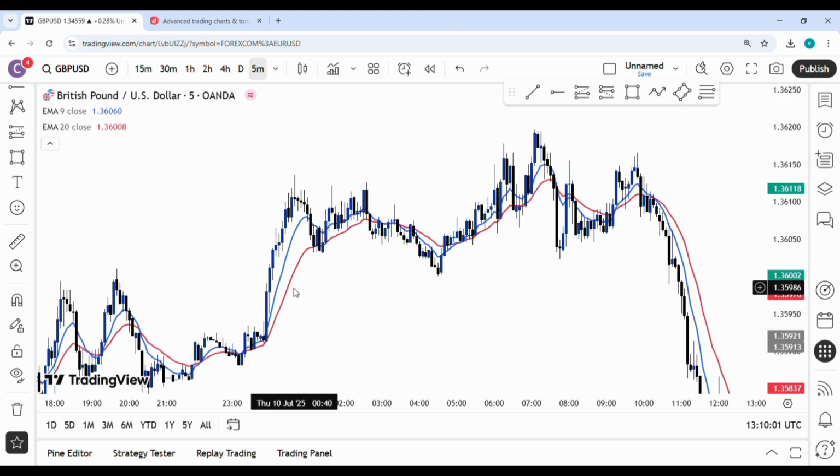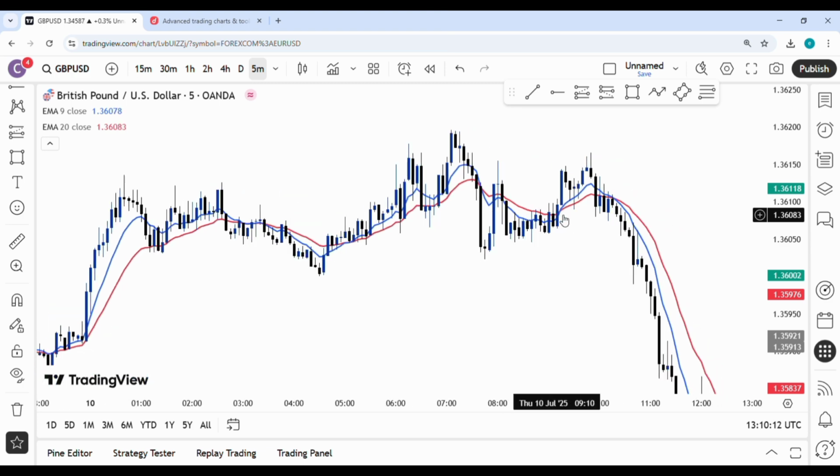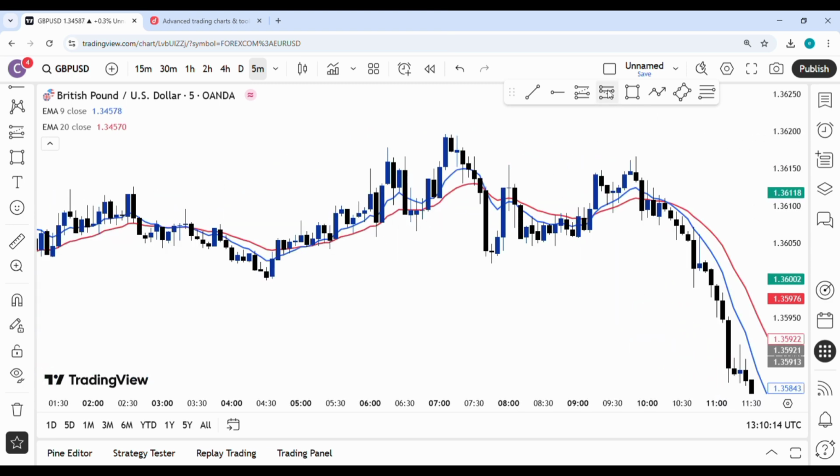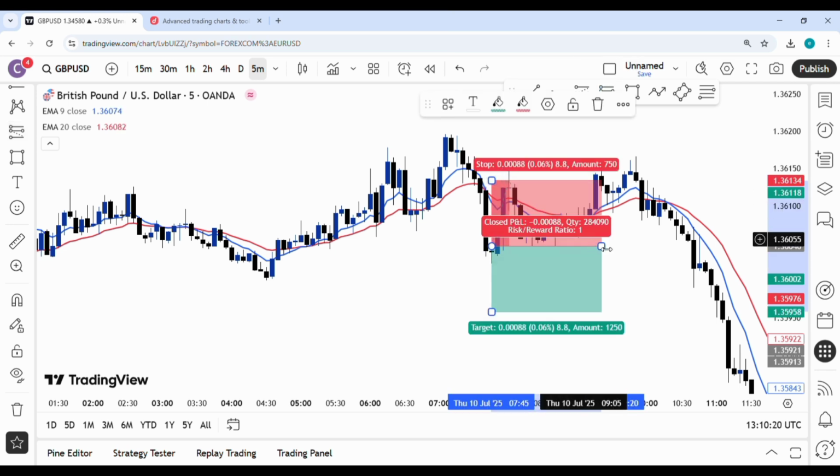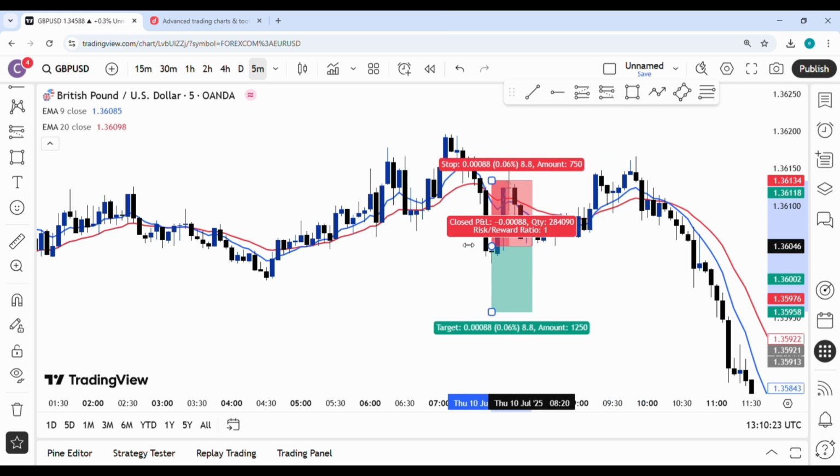Okay, this is Thursday. This is the midnight. Let's wait till morning. This is 7 o'clock in the morning. Wow, and this is a very great momentum. So we'll be entering from here. Our stop loss will be below here. Yeah, we just hit our stop loss. Okay, we got stopped out on this particular one.